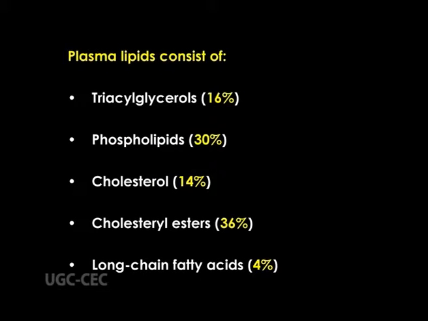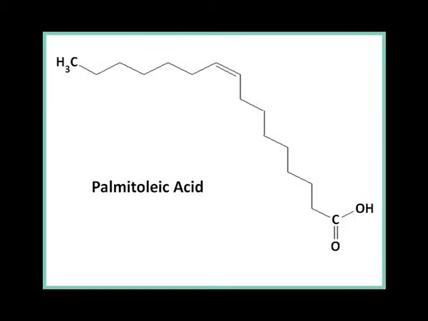Plasma lipids consist of triacylglycerols 16%, phospholipids 30%, cholesterol 14% and cholesterol esters 36% and a much smaller fraction of unesterified long-chain fatty acids 4%. This latter fraction, the free fatty acids, is metabolically the most active of the plasma lipids.